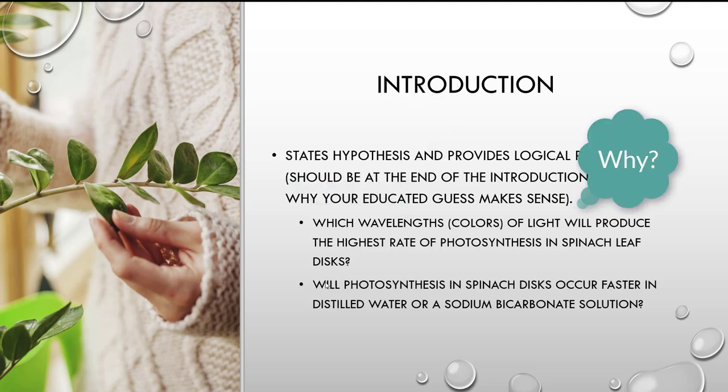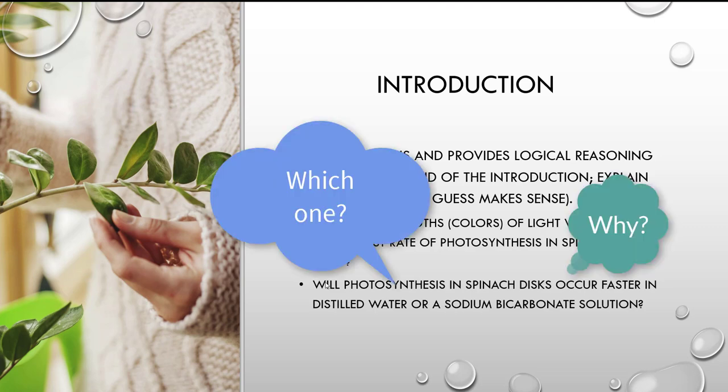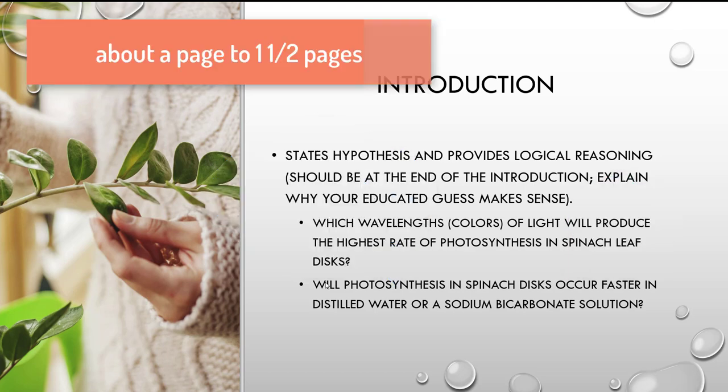So you might know the answer based on your background research that you conducted. Okay, so you'll need to make sense of that. You will need to provide an explanation of why you chose those particular wavelengths of light. And then the second question: will photosynthesis in spinach discs occur faster in distilled water or a sodium bicarbonate solution? So you'll need to choose which one and explain why. Okay. So again, this introduction should take about maybe a page with all of that information in there.